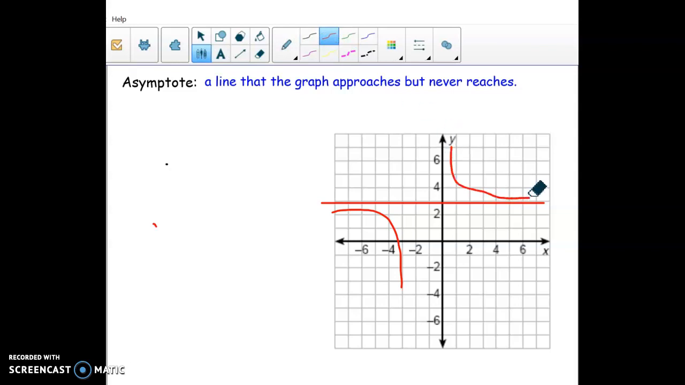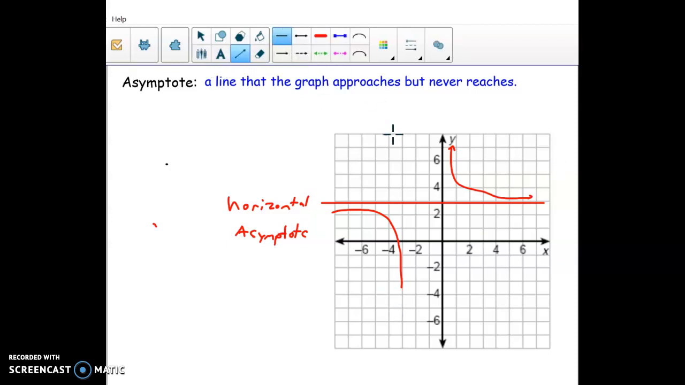Right, it gets close, close, close, but never actually reaches it. That's called an asymptote. Okay, and there's technically two types, so that would be an example of a horizontal asymptote. Okay, so you might want to label this in the picture. And then you could also have a vertical one.